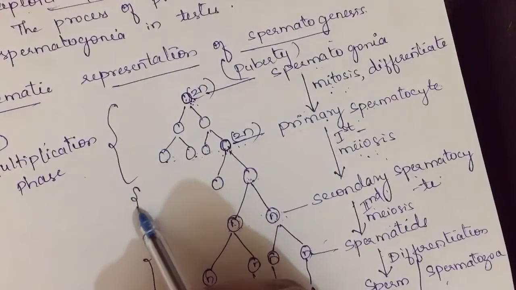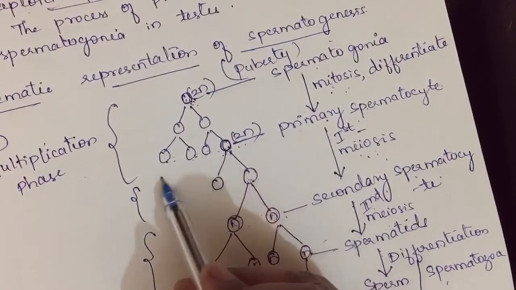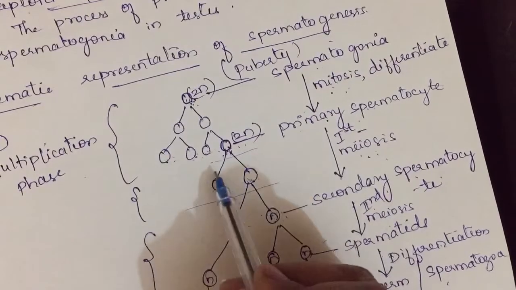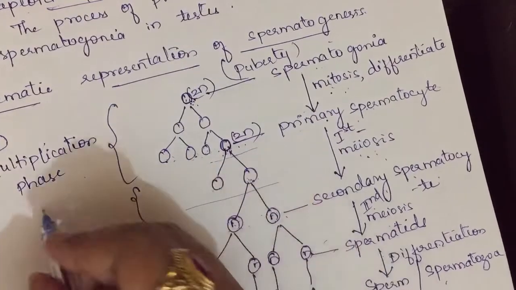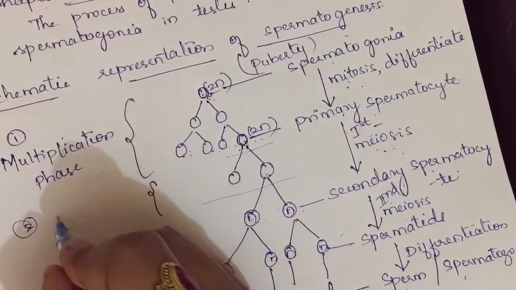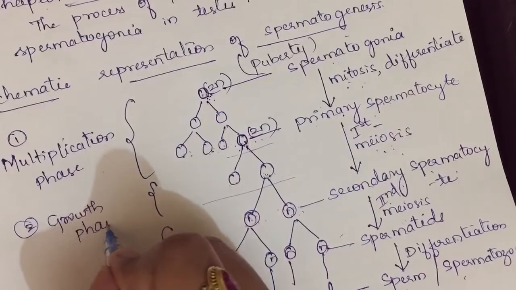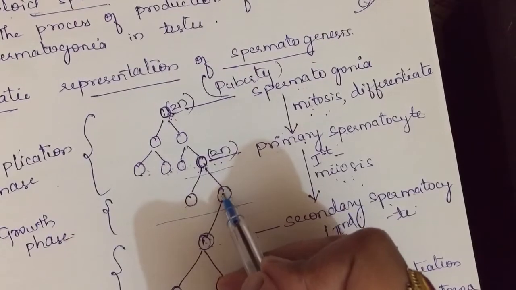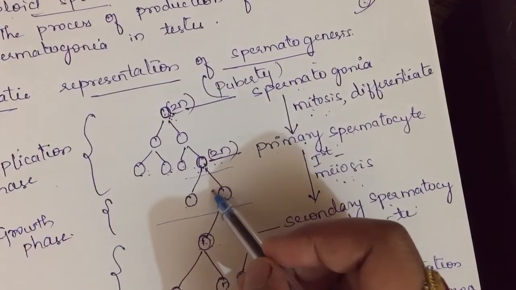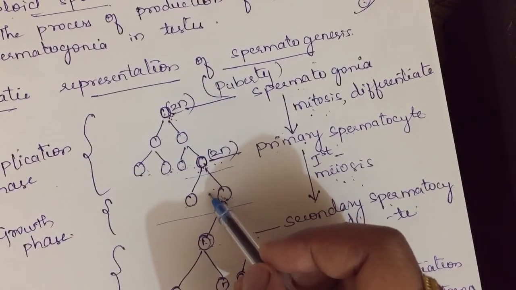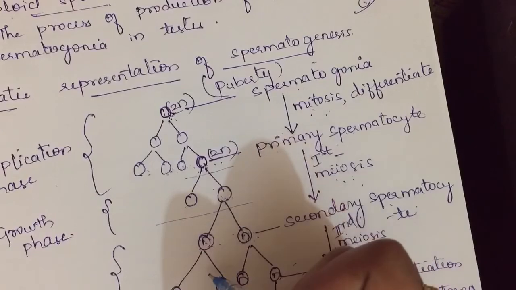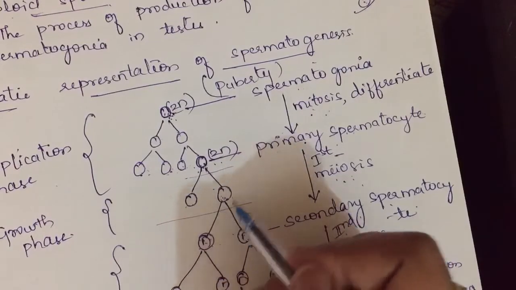In the second stage, starting from there till here, this particular stage we call the growth phase. Why growth phase? Because primary spermatocytes will undergo growth. The shape and size of the cell will increase, so that it can store a lot of nourishment, which can be utilized for further meiosis. That's why it undergoes a growth phase.